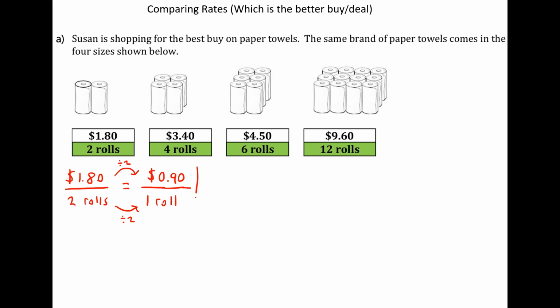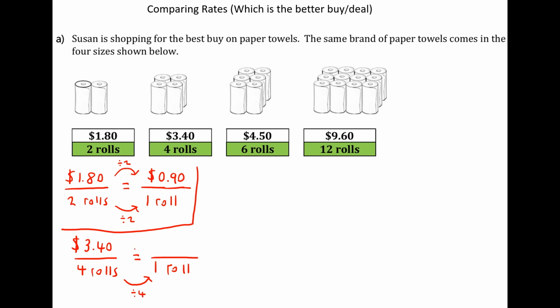Let's check for the second one now, okay? So for the second one, I have $3.40 per 4 rolls. I'm going to let it equal 1 roll on the bottom here. And I know I have to divide the bottom number by 4 because I'm dividing 4 by itself to get to 1. And what I do to the bottom, I must do to the top. So I'm going to divide $3.40 by 4. And upon doing so, I'm going to get 85 cents per 1 roll. Okay, great. So it looks like it's cheaper to buy 4 than it is to buy 2.